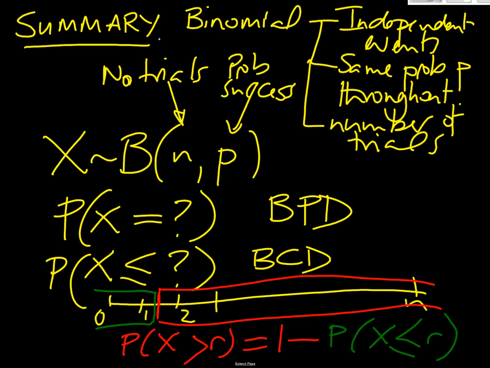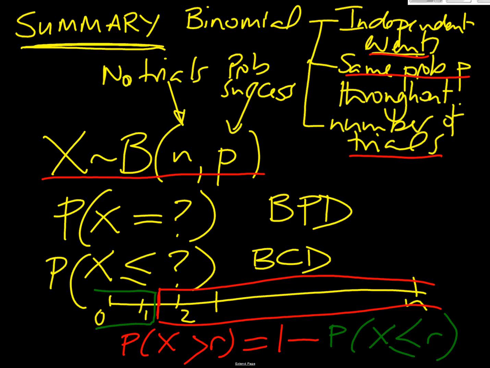Finally, here's my quick summary for binomial questions. What are we looking for to identify them? Well, they're going to tell you that the events are independent. They're going to have the same probability throughout, and there's going to be a specified number of trials. That allows us to write our probability statement there, that X is binomial with n and p, and you'll derive what n and p are.